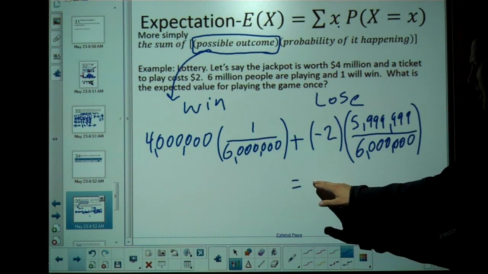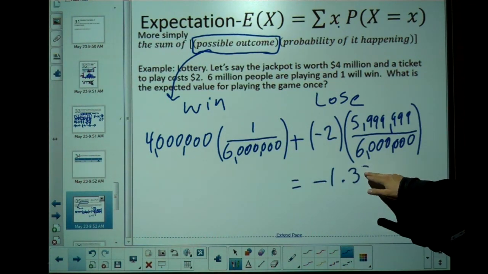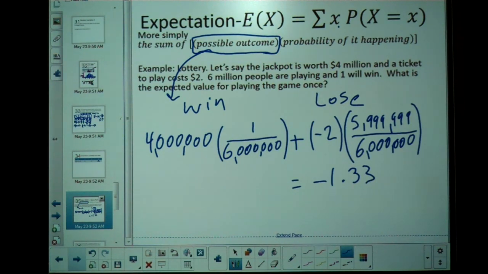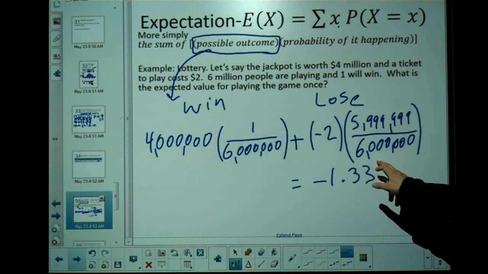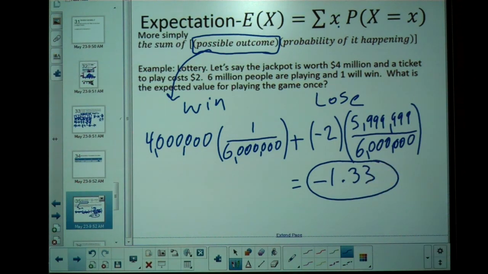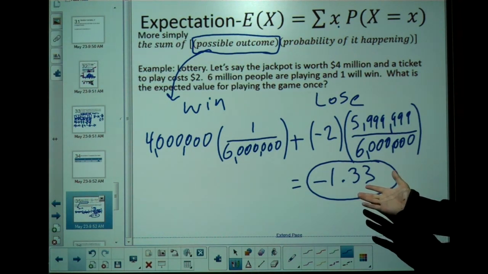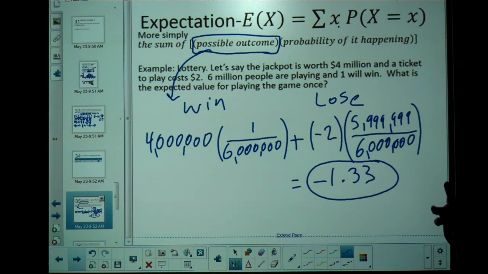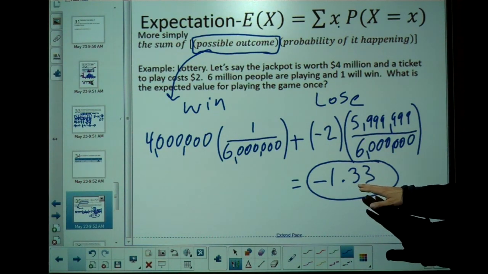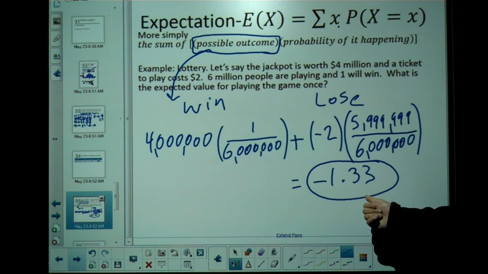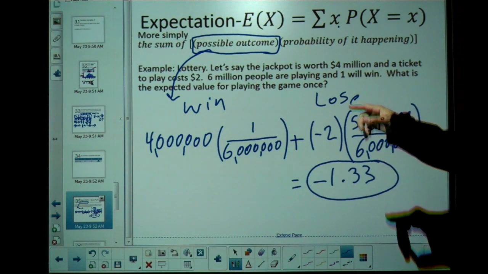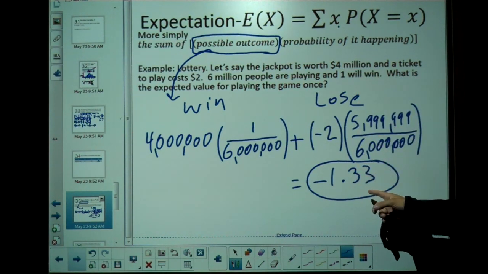When I do that, I get negative $1.33. So that tells me that every time I buy a $2 ticket, I should expect to lose $1.33. Now here's where people get really confused and say, but wait, losing $1.33 is not a possible outcome. Right, it's not. You couldn't exactly lose $1.33. It's like an average. No one has to actually be average. On average, that's how much you lose because somebody wins and throws that number off. Realistically, you're probably going to lose $2, but the winner throws that number off.